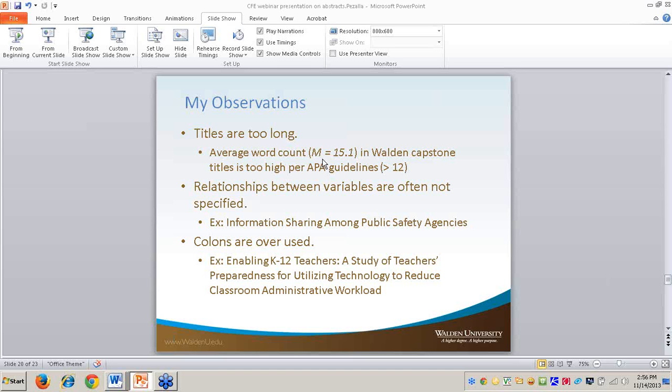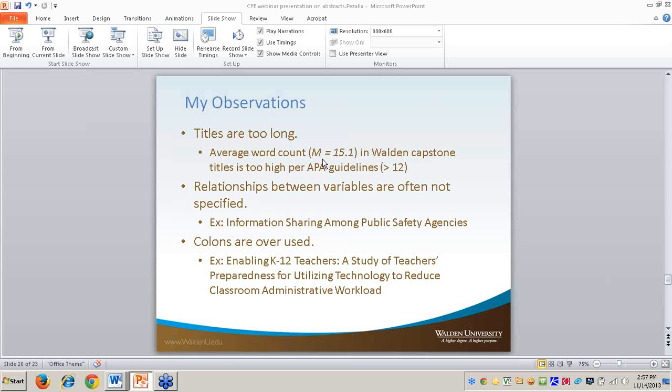Other observations that I found are that relationships between variables are often not specified. An example that I provide here is information sharing among public safety agencies. I want to know, what about information sharing? What relationship between those variables is actually being examined?